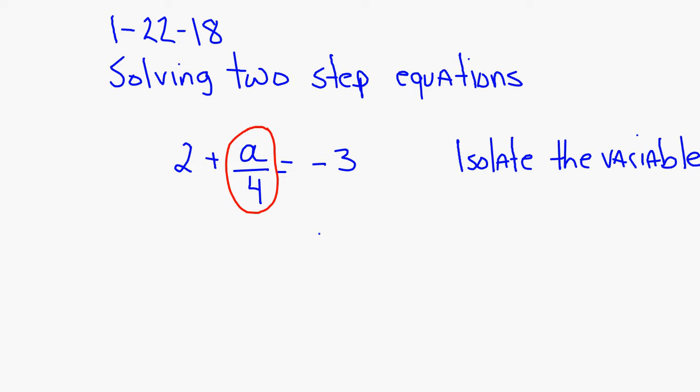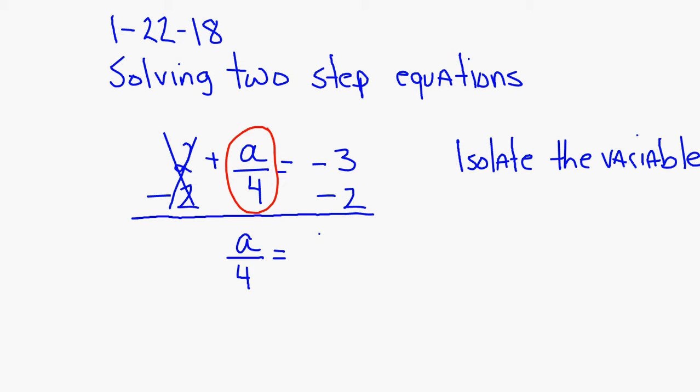All right? And in order to do that, what's being done to the variable right now? This a over 4 is having a 2 added to it. So the first step in this equation would be to subtract 2 from each side. When you subtract 2 from both sides, these 2's cancel out. And this a over 4 that you were trying to get by itself is now by itself, and it's on the left-hand side of the equation.